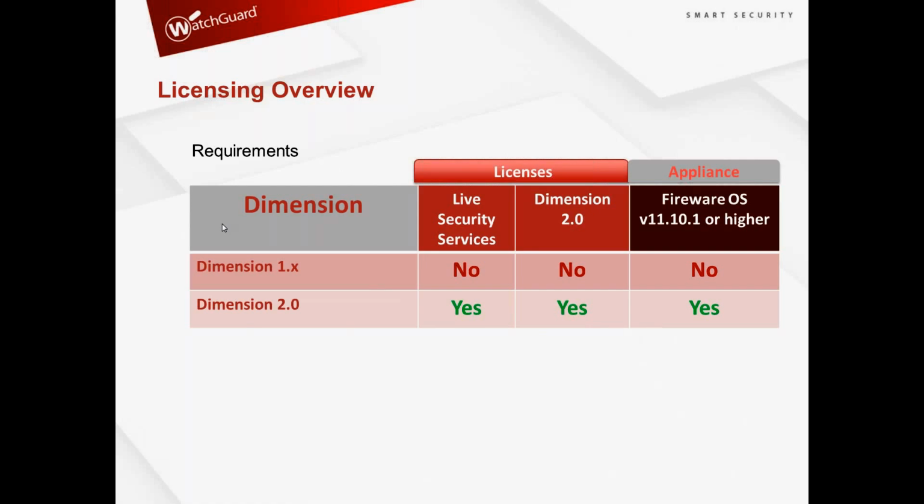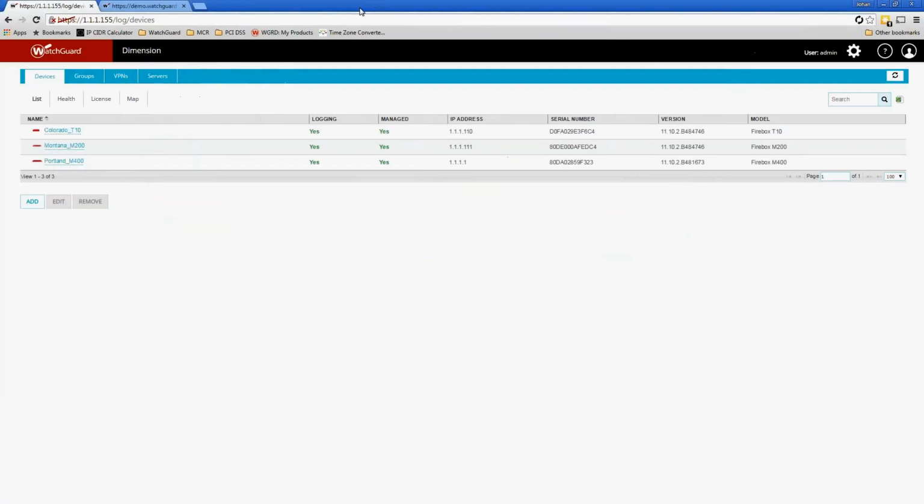So again, just to reiterate, with Dimension 1.0, you didn't need to have Live Security services, and you didn't have to have any particular firmware on your device. With Dimension 2.0, that's changed slightly. So let's go ahead and dive in, take a look at Dimension 2.0, find out what exactly is going on under the hood.